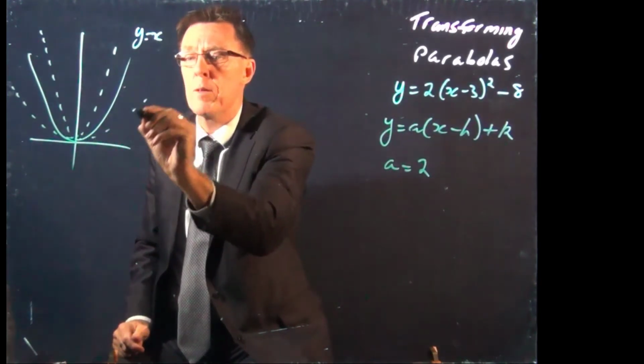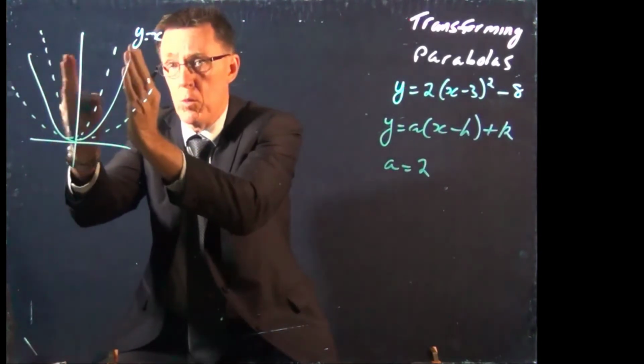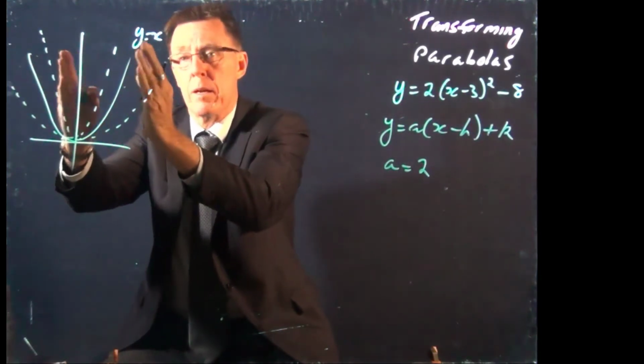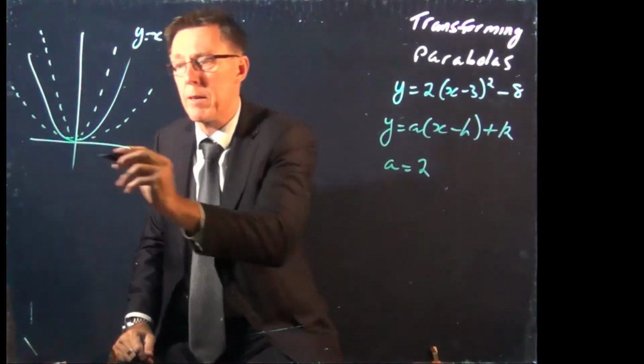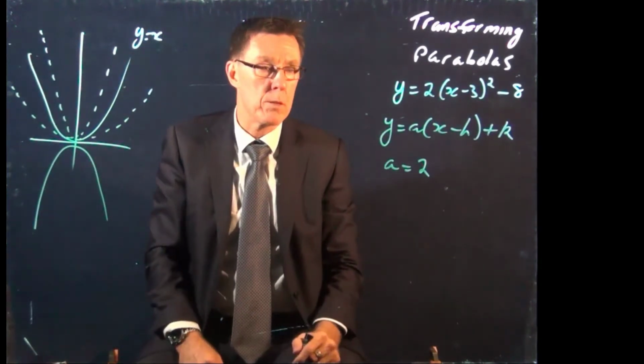The textbook talks about dilation to the y-axis, so if we make it bigger than 1, it gets closer to the y-axis, and less than 1 will make it get away from the y-axis. If it was negative, it would flip it upside down. So there's the a value, dilation.